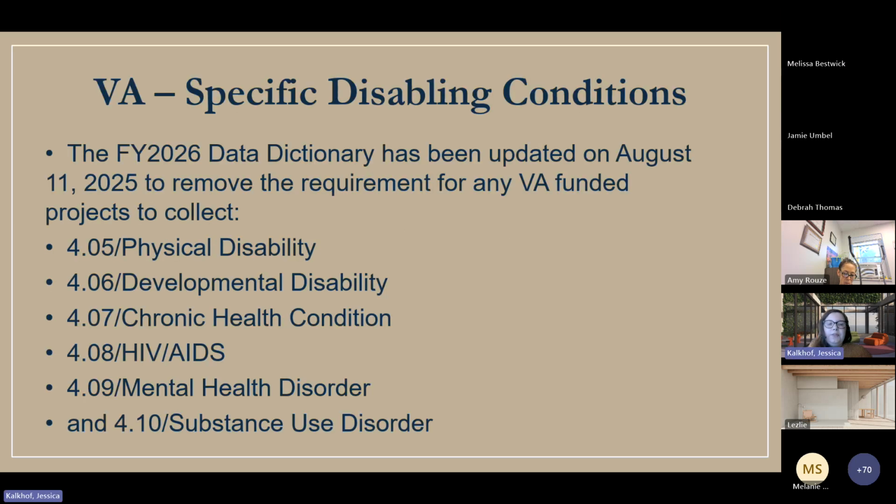So the first one is for our VA projects, and it is looking at specific disabling conditions. So the fiscal year 26 data dictionary was updated on October 11th, 2025 to remove the requirement for any VA funded projects to collect the following: physical disability, developmental disability, chronic health condition, HIV/AIDS, mental health disorder, and substance use disorder. So those items are found on your barrier screen. And at this point, VA funded projects are no longer required to collect those.